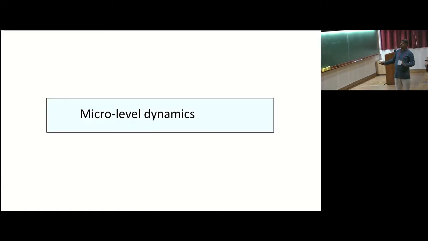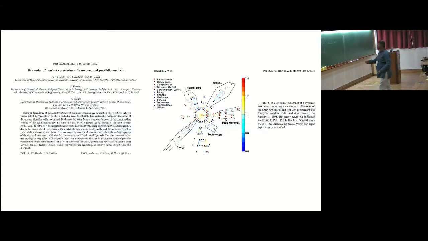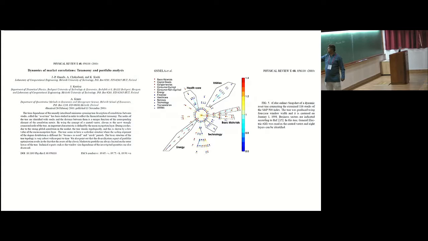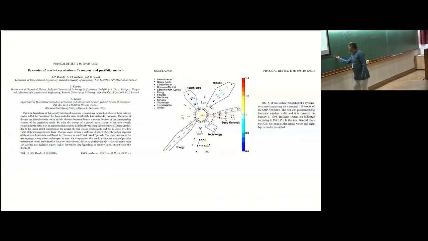Now, as I was telling you, I look at the market at the level of stocks. So I was having these correlation coefficients between different stocks. I can also construct a distance by using a transformation like this.